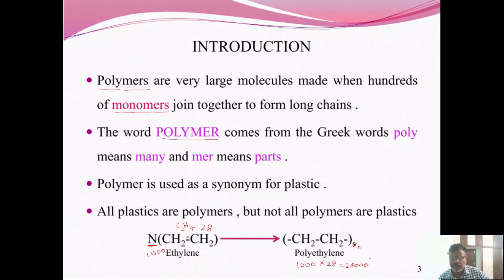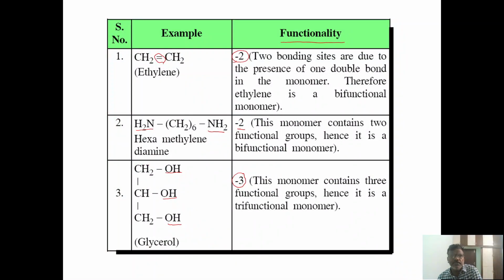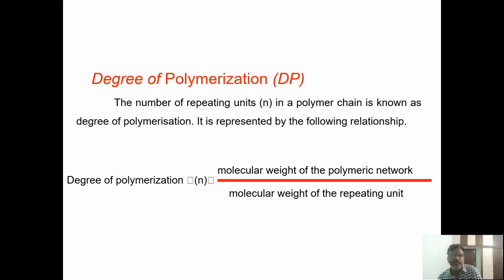It's very easy. What is the degree of polymerization? The number of repeating units. That definition, this point is important. Number of repeating units. In other words, it is the molecular weight of the polymer divided by the molecular weight of the repeating unit. In our case, suppose I said 28,000.